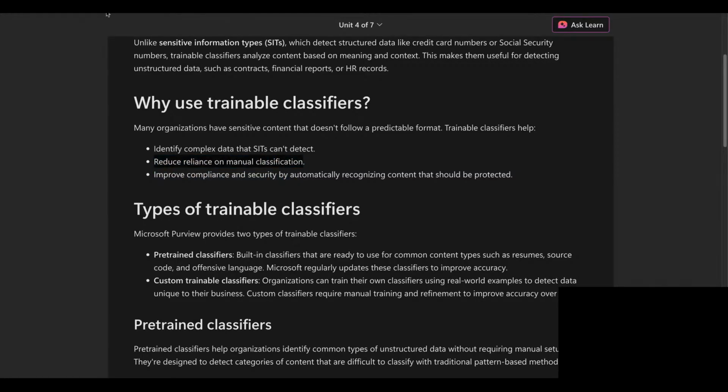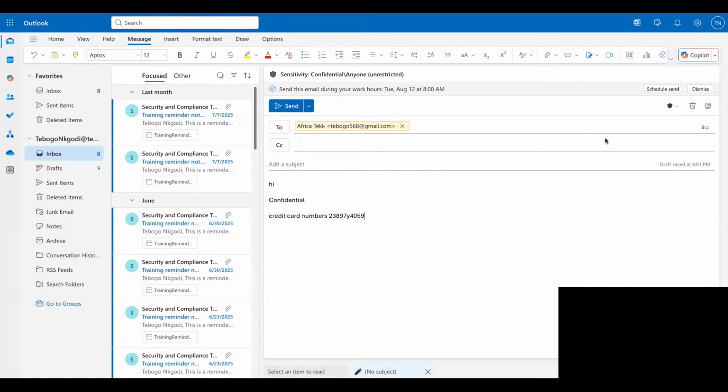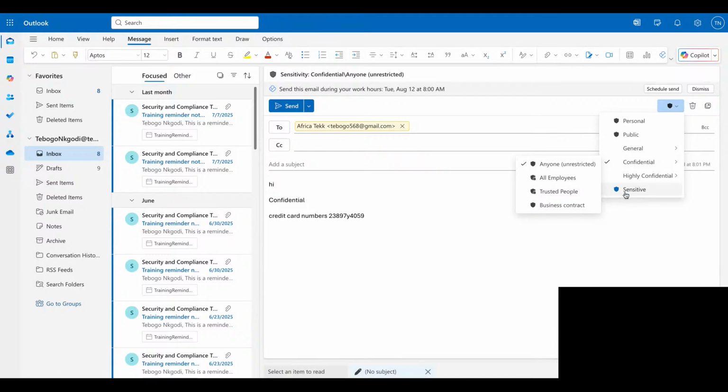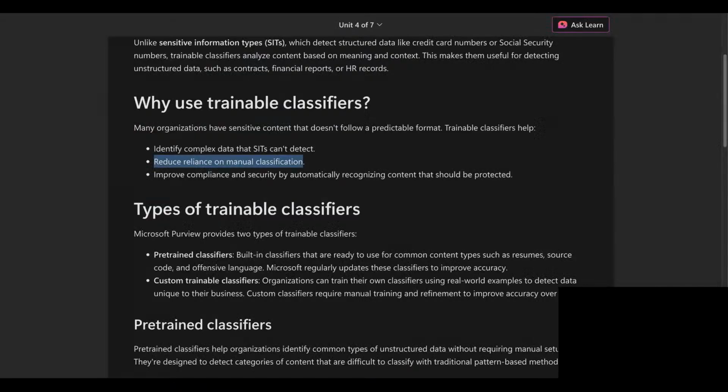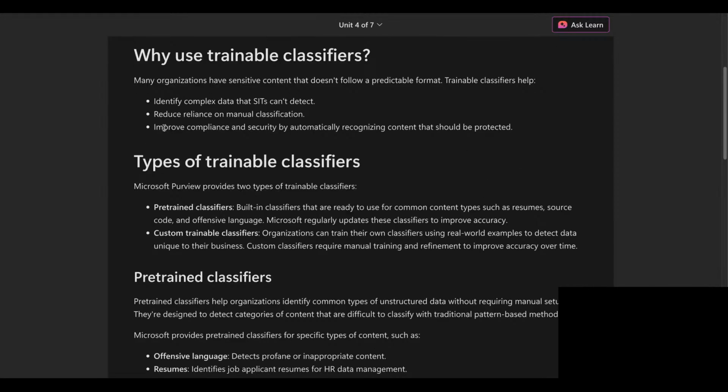Instead of me coming here on the email or on Outlook, so instead of me trying to do this manually, trying to highlight this as a confidential email or a sensitive email, the trainable classifiers will do this automatically. So they will improve the compliance and security automatically, recognizing the content that should be protected.